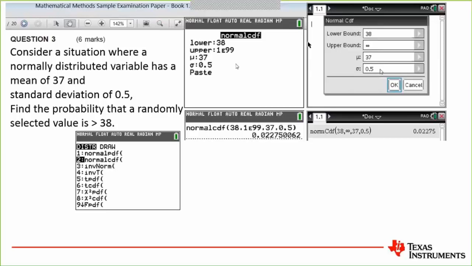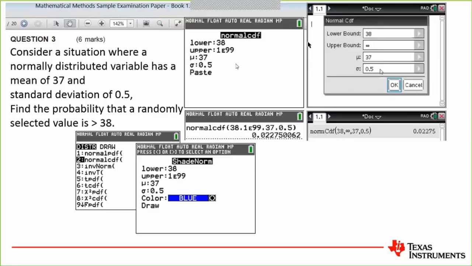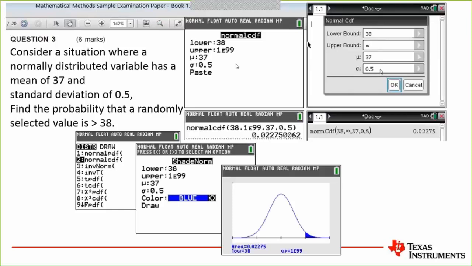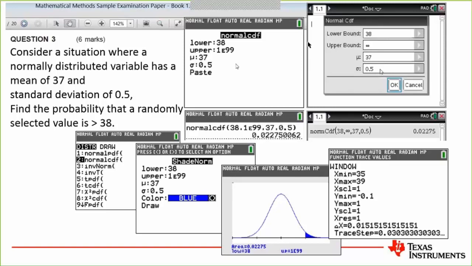There is, in fact, quite a menu of probability functions on that calculator. We can do the shading in the draw section, and that's how we got this to appear. And then it's a matter of doing that integration underneath. Okay, again, window settings can often take a little bit of practice.